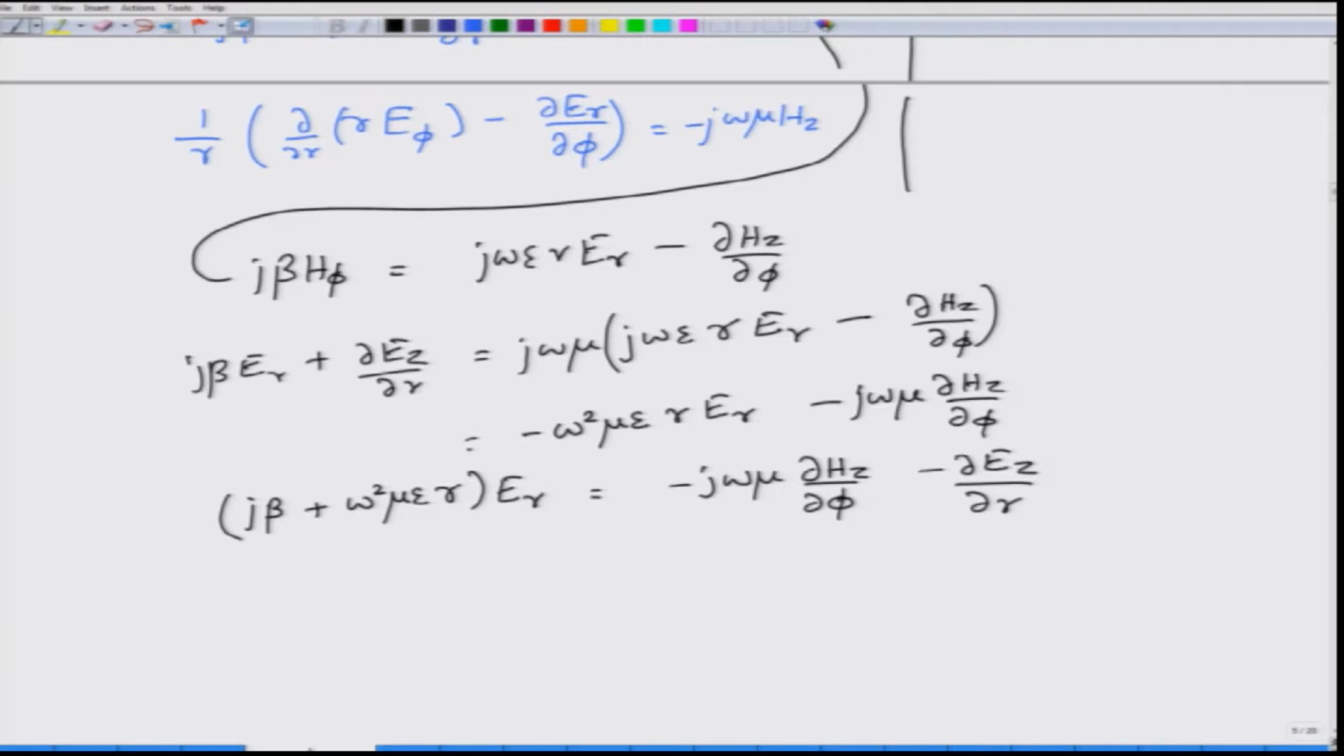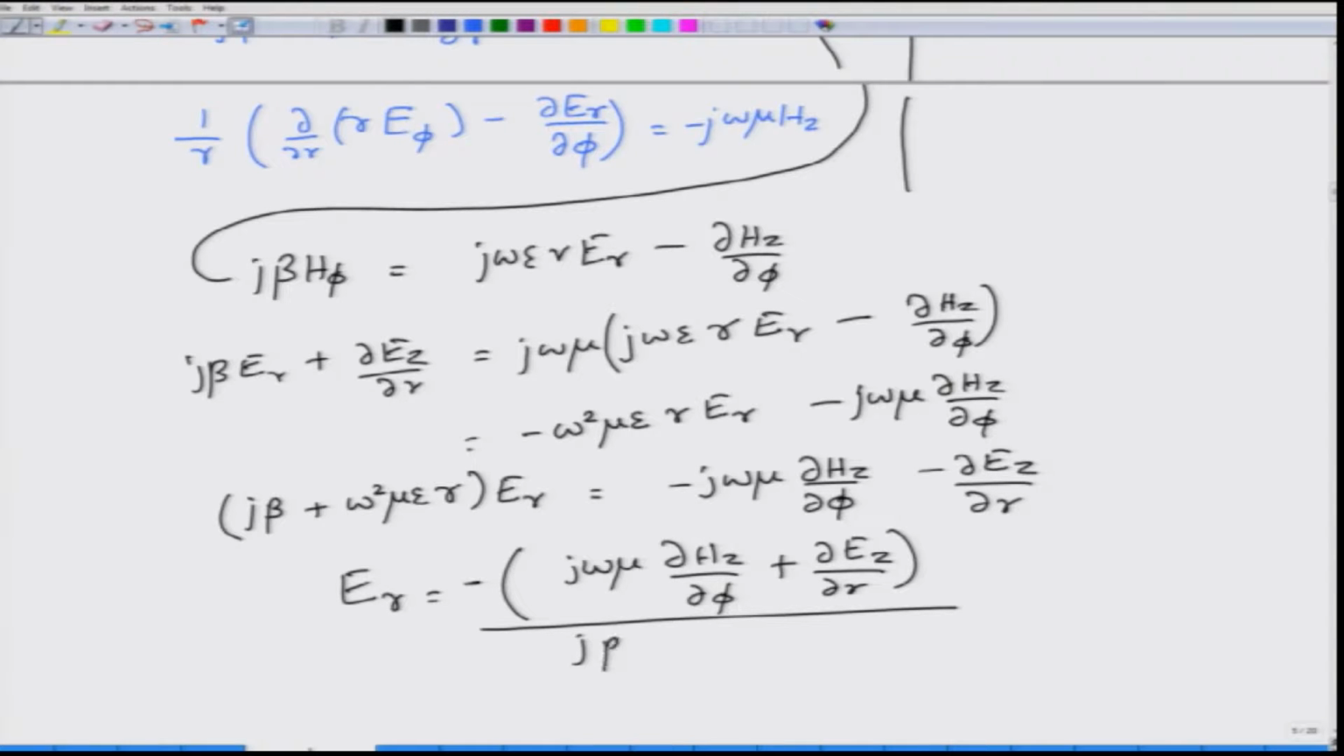If I take minus j as a common factor, or no, maybe I do not want to take them as a common factor at this point, but I can write down this E r as minus j omega mu del Hz by del phi minus del Ez by del r, this whole thing. So, minus I can take out as a common factor. So, this becomes plus inside the brackets. So, there is a minus sign sitting out, divided by j beta plus omega square mu epsilon r. There seems to be a small problem here because I am not expecting this r here. So, I was not really expecting this one.